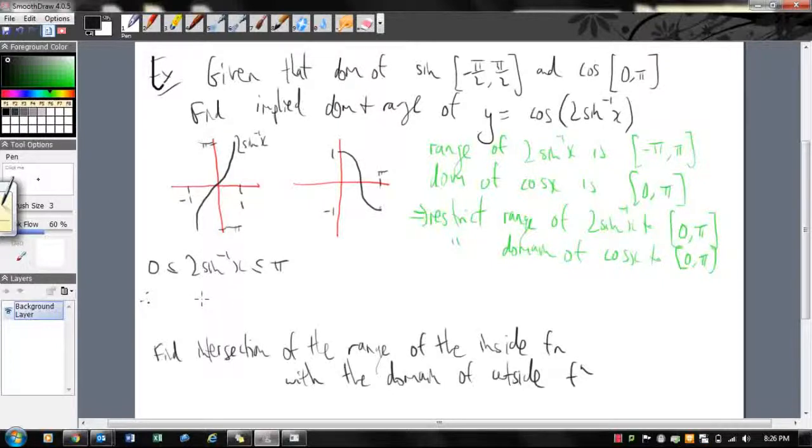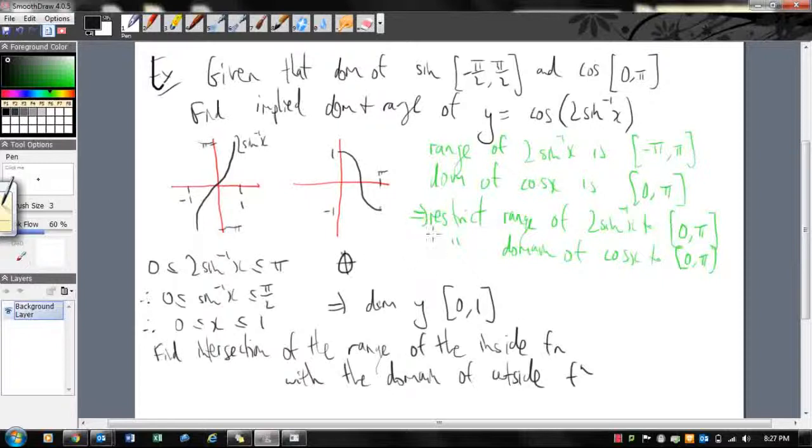So divide everything by 2, so you get sine negative 1x between 0 and pi on 2. And then take the sine of everything. What's sine at pi on 2? Sine at pi on 2 is equal to 1. What's the sine at 0? That's 0. And so the range of x that you get is the domain of y. So that was the function that we had, y equals this up here. So finally the domain is from 0 to 1.